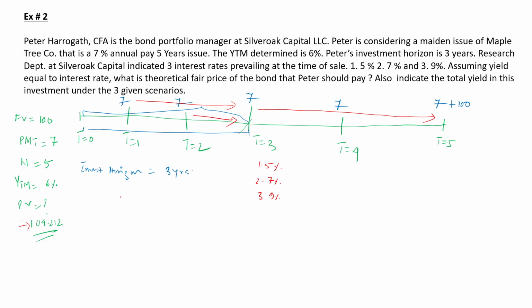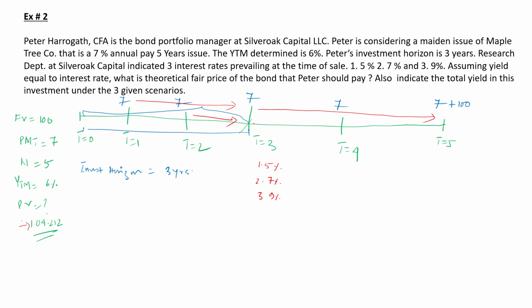So we need to find that. And the third is we will have to find out what are the different sale prices that Peter could expect at the end of his tenure. So I'll start with the third part first. Third part, we have already found the present value, the theoretical price of this bond.